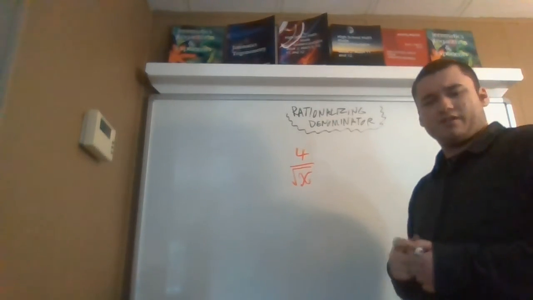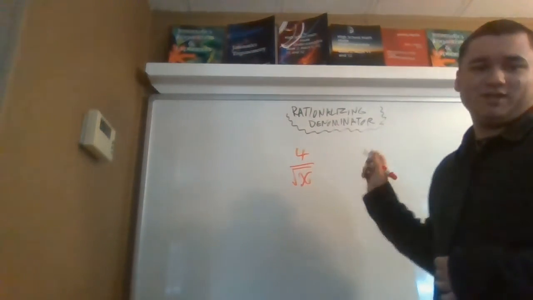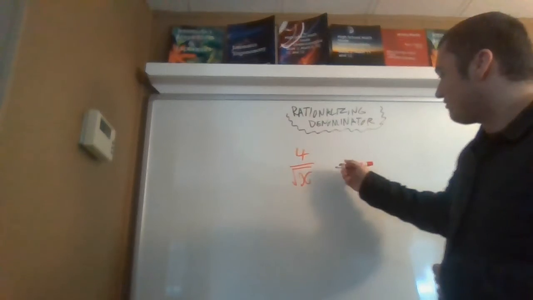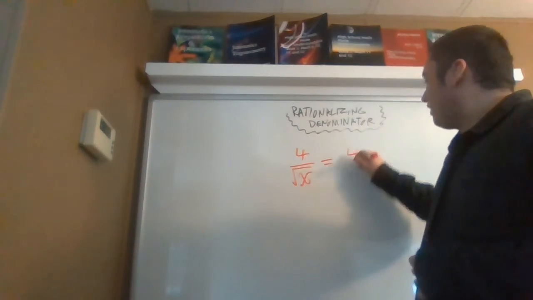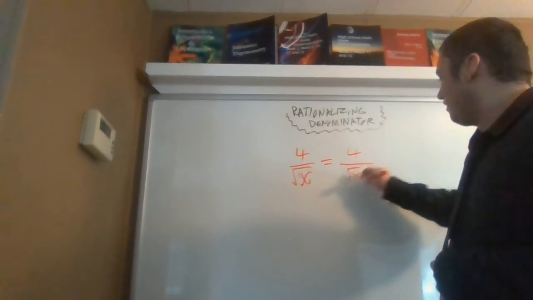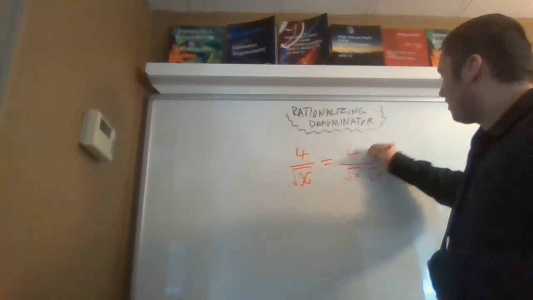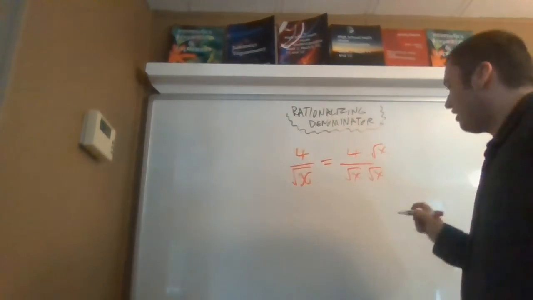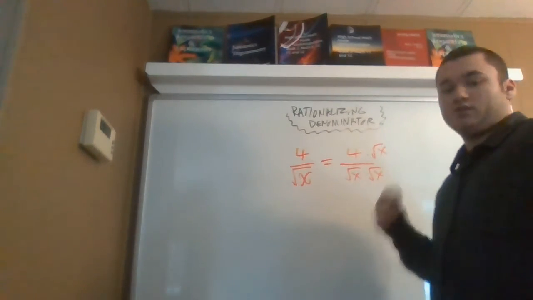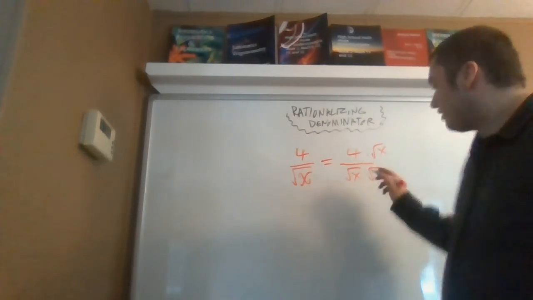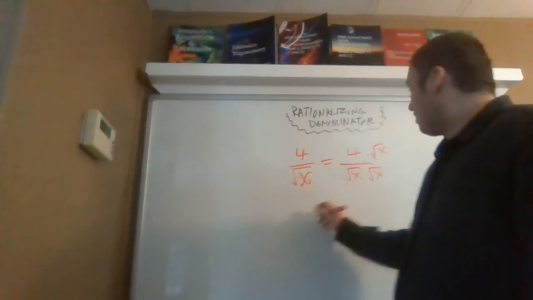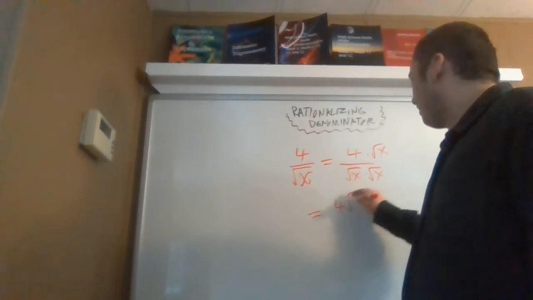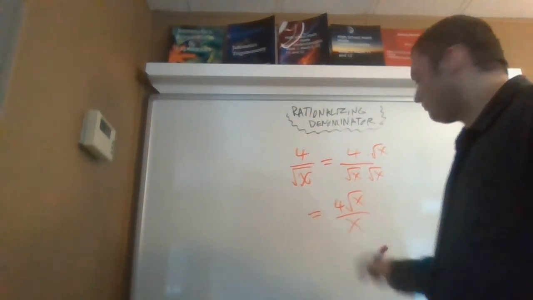So 4 divided by square root of x. What do we do with this? What we do is multiply the denominator and the numerator by square root of x, because we multiply both the numerator and the denominator by square root of x. And remember, when you're multiplying two identical radicals, your radical gets eliminated and you're left with just what's inside the radicand. So you're left with 4 square root x all over x.